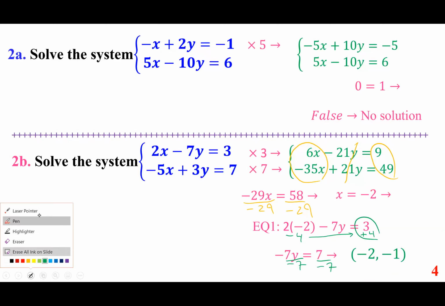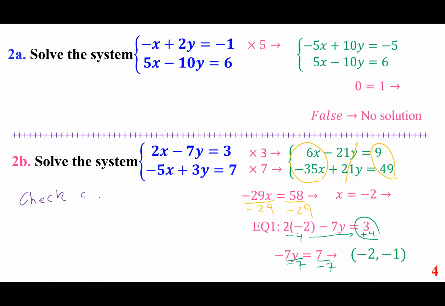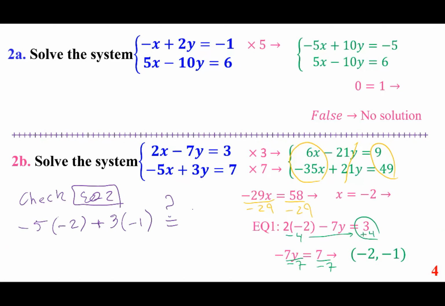Now, what's important is this. You must check your work. How? We use the first equation. Now you put this into the second equation. Minus 5 times x, which is negative 2, plus 3 times y, which is negative 1. Do they add up to 7? As you can see, this is 10 minus 3. It checks, and now you are positive that you have the correct answer.